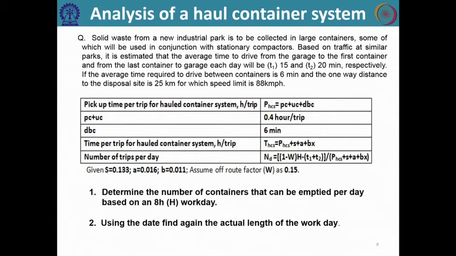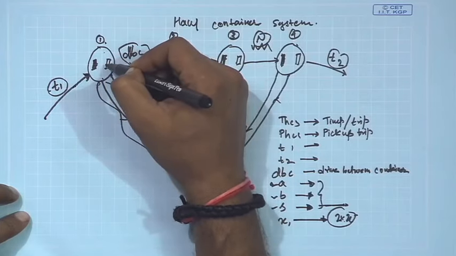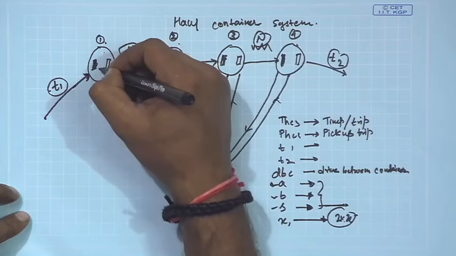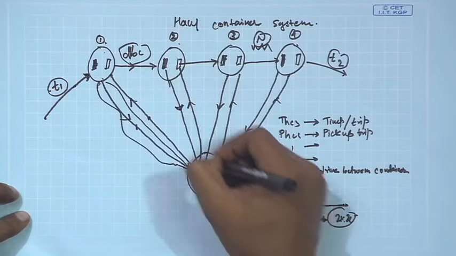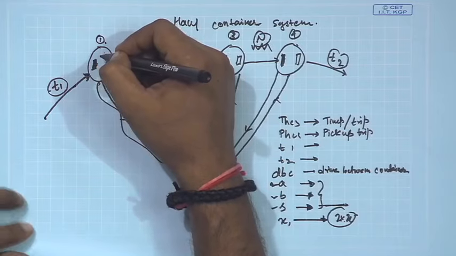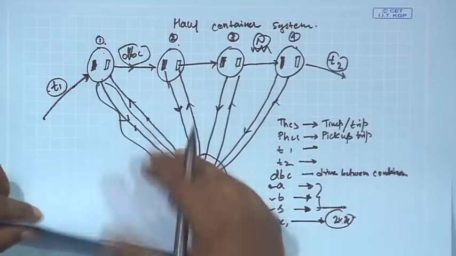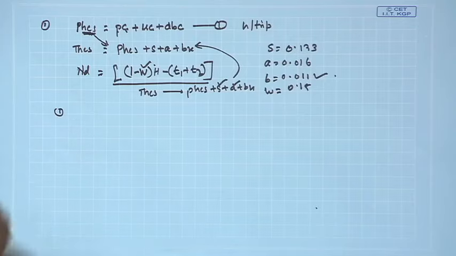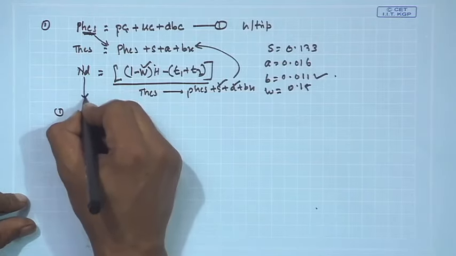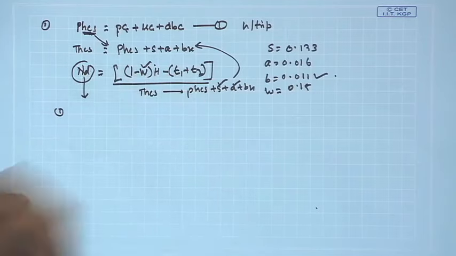number of containers that can be emptied per day based on an 8-hour work day. Number of containers emptied means number of trips. How is it the number of trips? To empty one container, the truck has to go to a transfer station, empty it there, and bring it back. So the number of emptied containers in one trip gives the number of trips. So number of trips means number of containers emptied. So the first question is the number of containers that can be emptied per day. You can see we can directly use this formula: the number of containers, this is ND, is nothing but the number of trips per day, which is equal to the number of containers emptied.